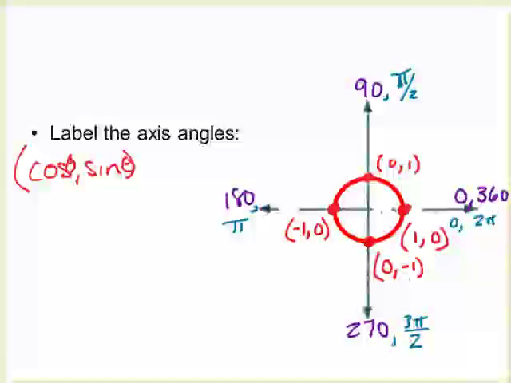There were 3 trig functions we talked about, though. What was the third one? Tangent. Tangent is equal to sine divided by cosine.